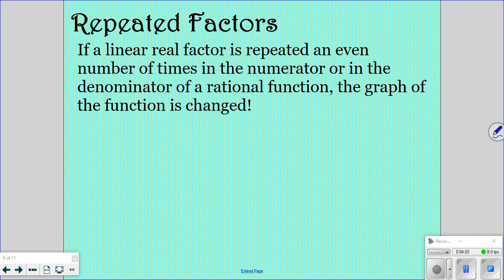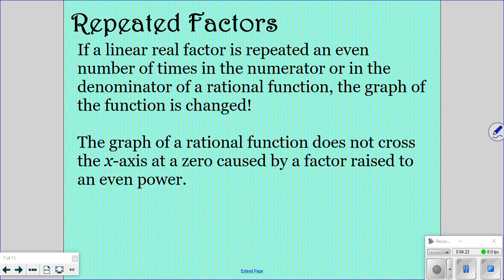So if you have a linear factor that's repeated an even number of times in your numerator or denominator, then the graph is changed. If it's an odd number of times, so if it's to the 3rd or to the 5th or to the 7th, it's not going to change the look of the graph. So it's only if it's squared, to the 4th, to the 6th, etc. So the graph of it is no longer going to cross the x-axis if it's raised to an even power. It's going to touch it and bounce away.